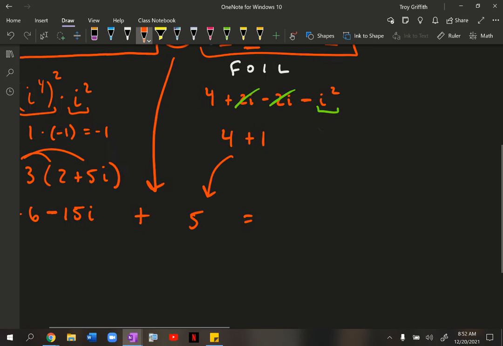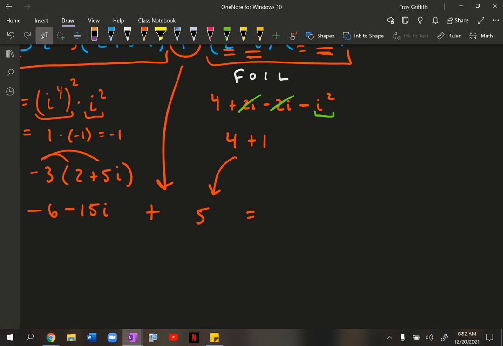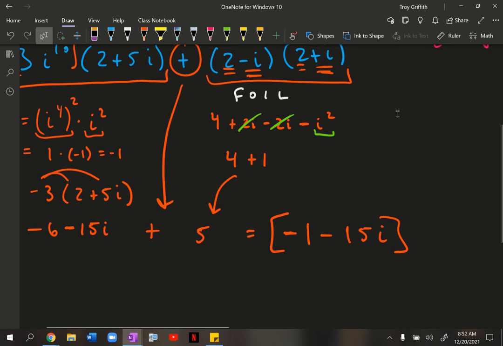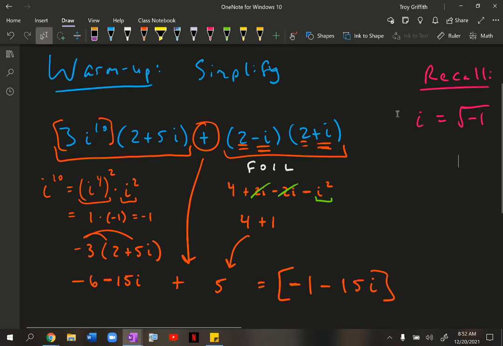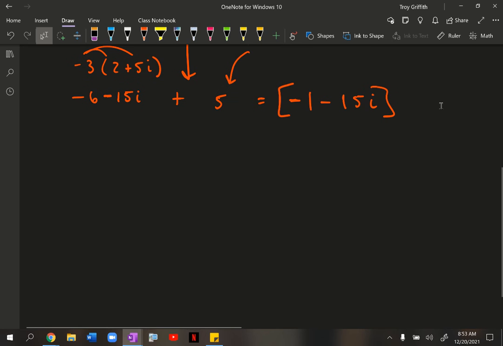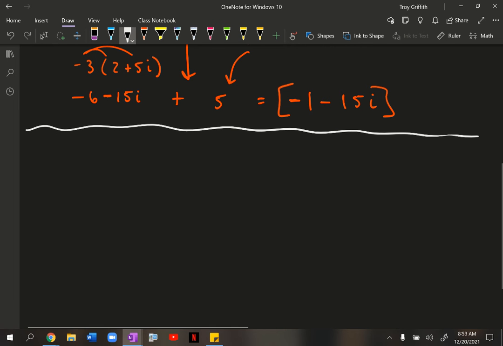And then at the end, when I'm on this step, I can combine like terms. I have a -6 and a +5. So that's going to be a -1 minus 15i. So that's the correct answer here to this warm-up question. So hopefully this rings a bell from the last video and just kind of gets your brain thinking some about imaginary numbers here. Okay. All right. So let's jump into our stuff for today. So for today, we are going to talk about conjugates of, sorry, I spelled conjugates wrong.